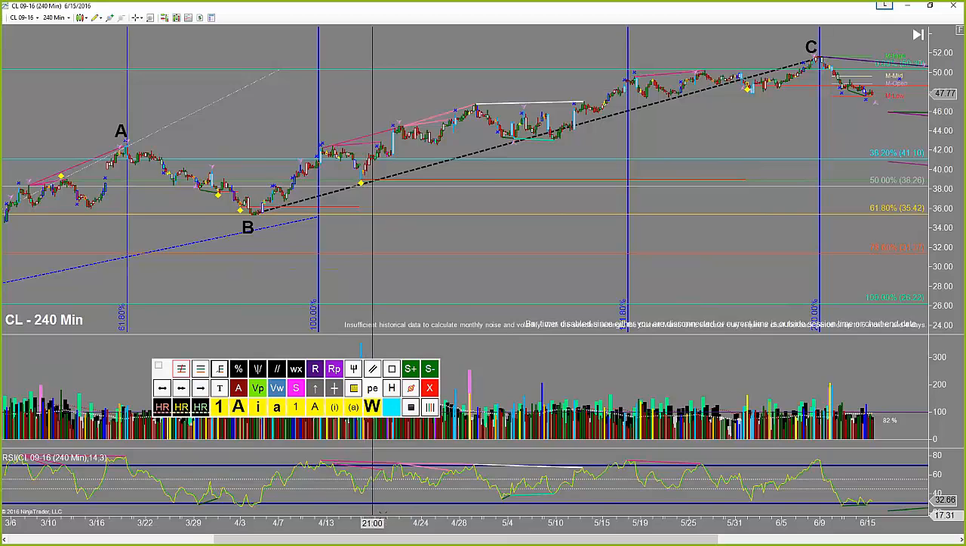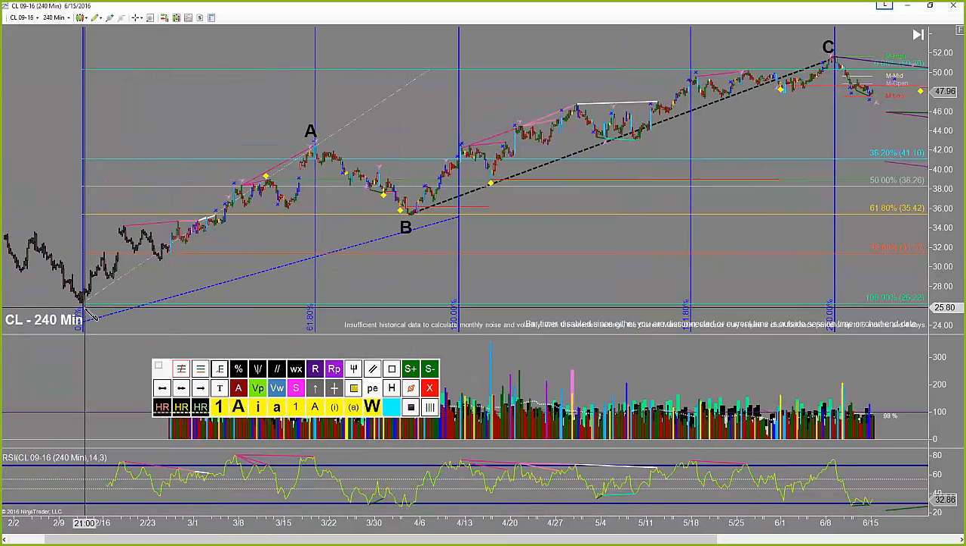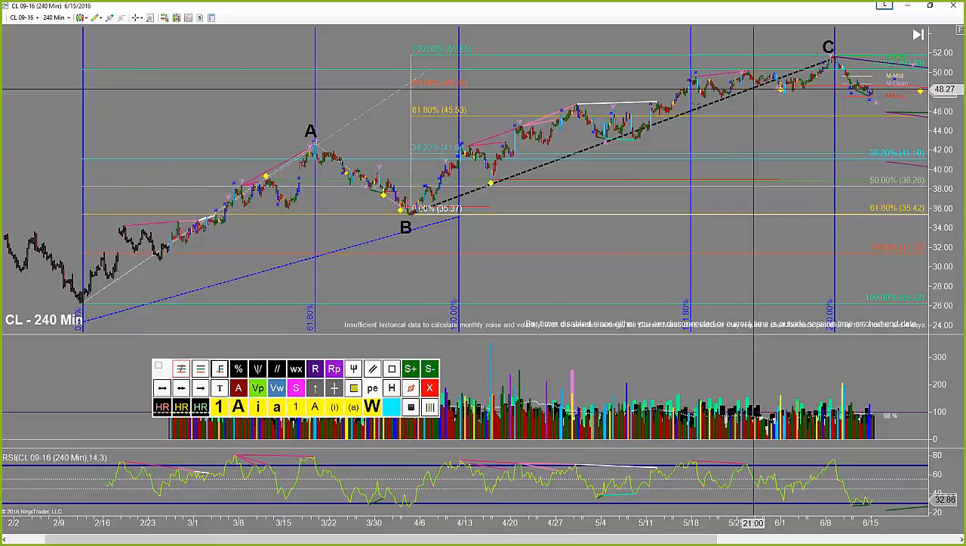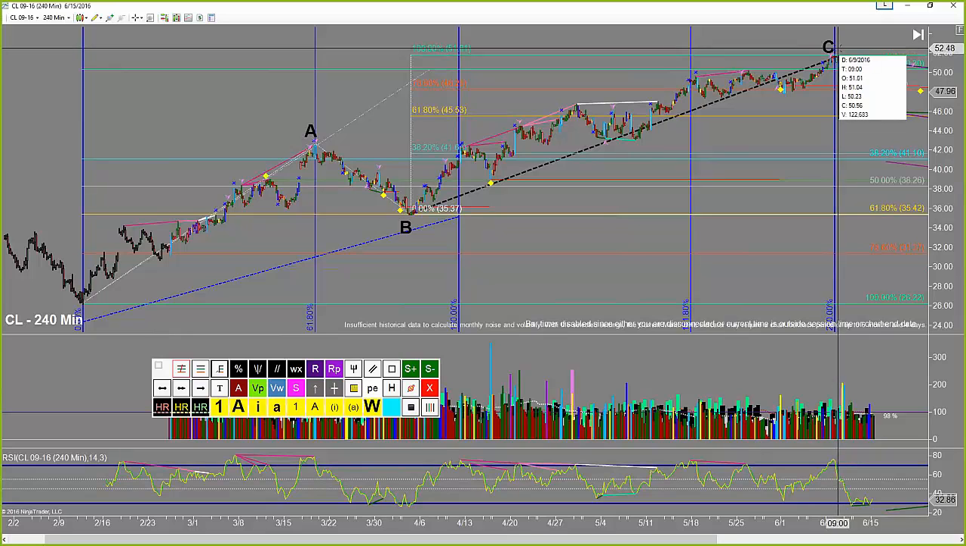But that's kind of a rough estimate. And where did it come to exactly? It came to exactly 100% of wave A, right here. What is the high price there? The high is 51.67.